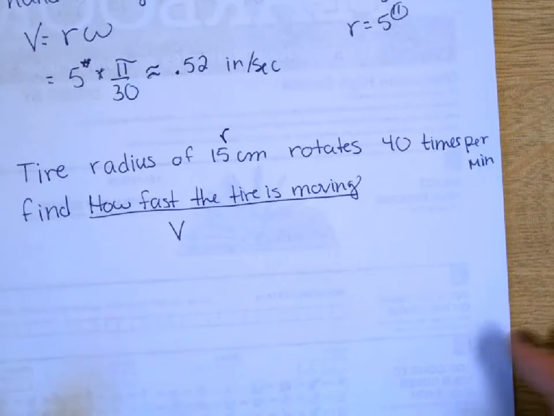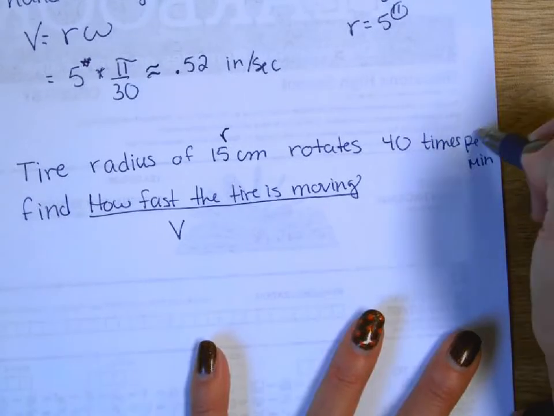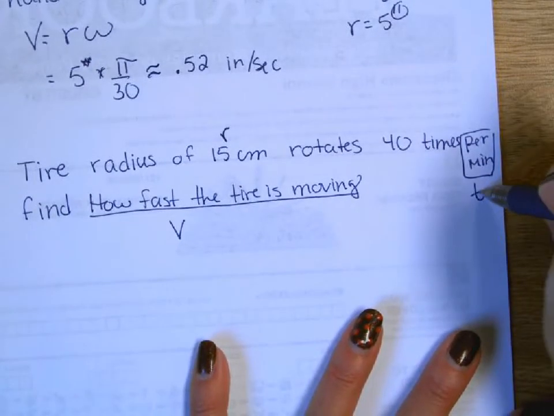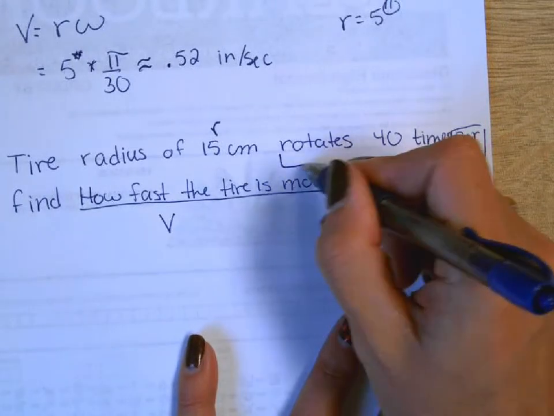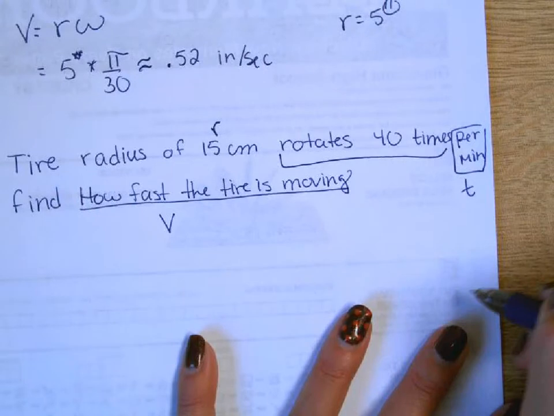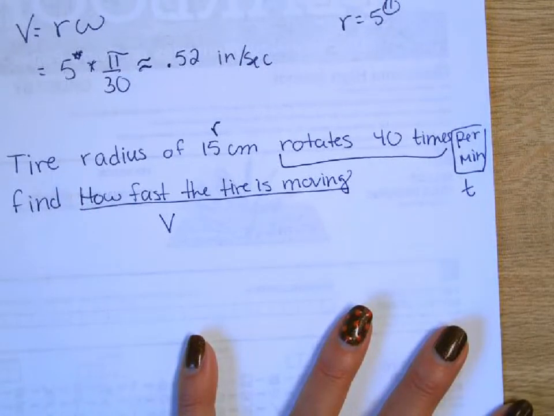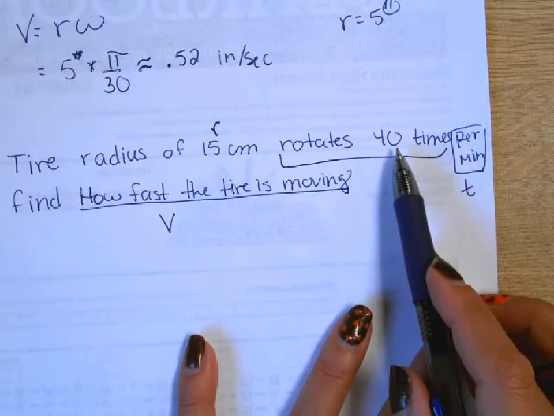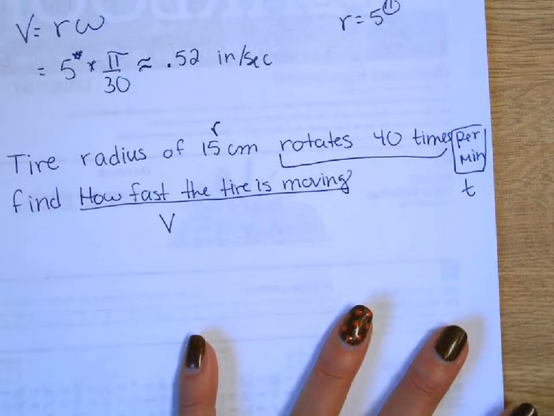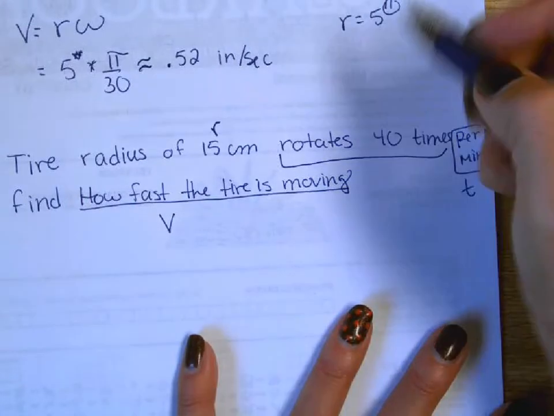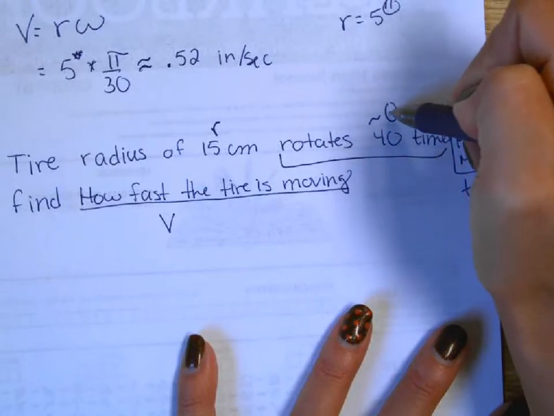If I break it apart, my per minute is my time, 1 minute. This rotates 40 times. We're going to use the double theta over. This, I don't call this theta, but I call this almost theta, because if I know how many times it's going around, can I figure out those radians? Every rotation is how many radians? So I call this almost theta.